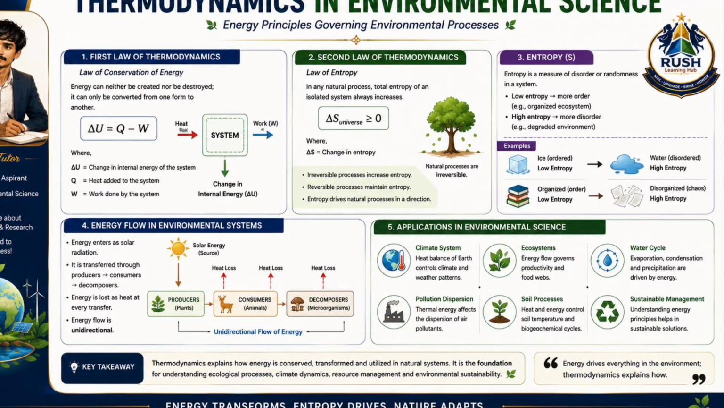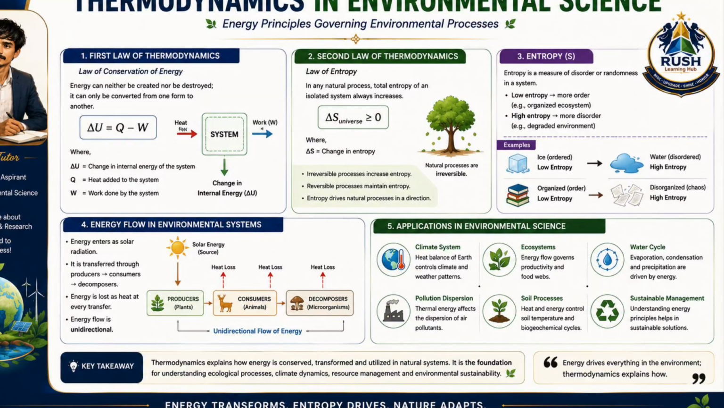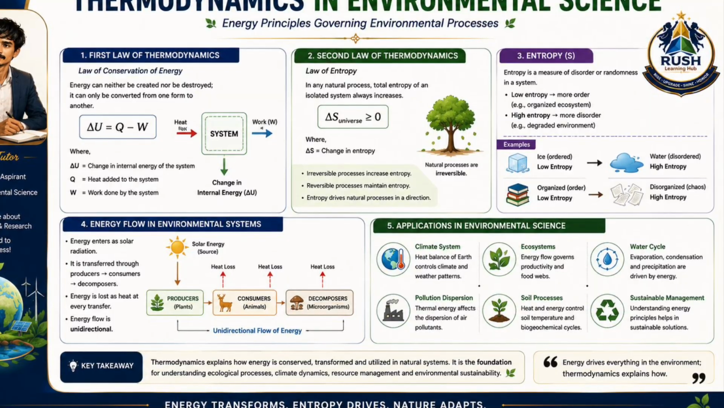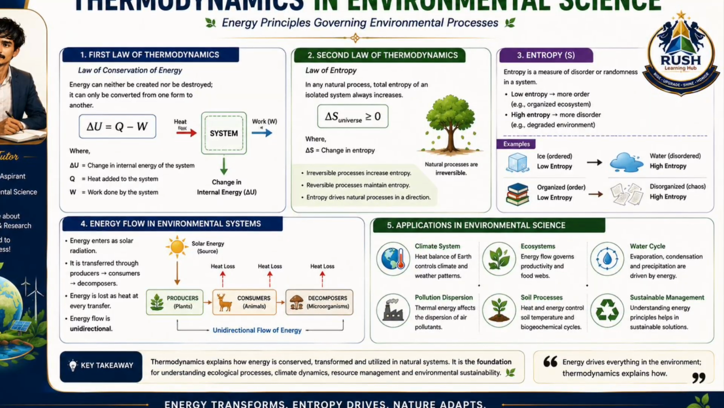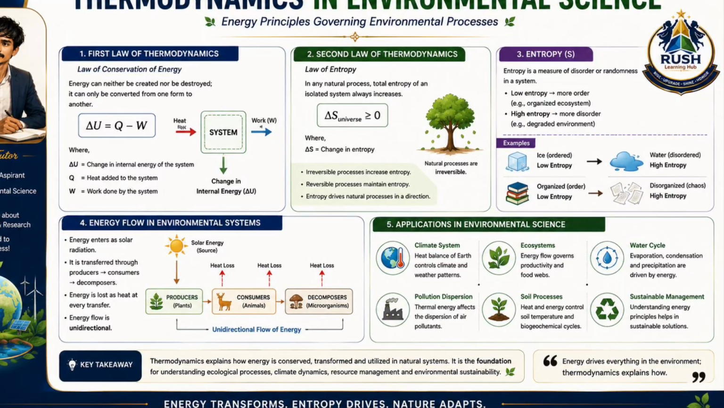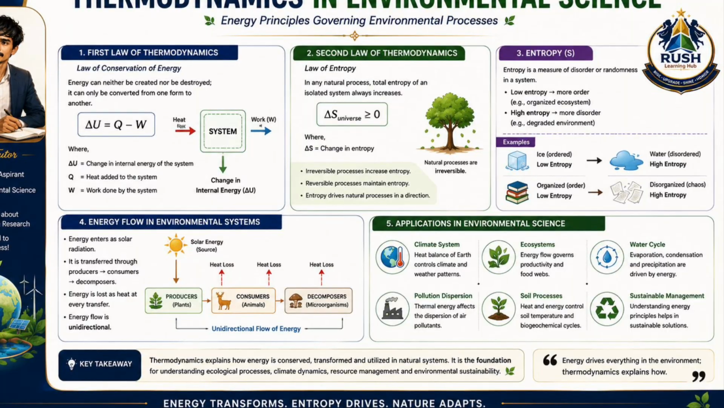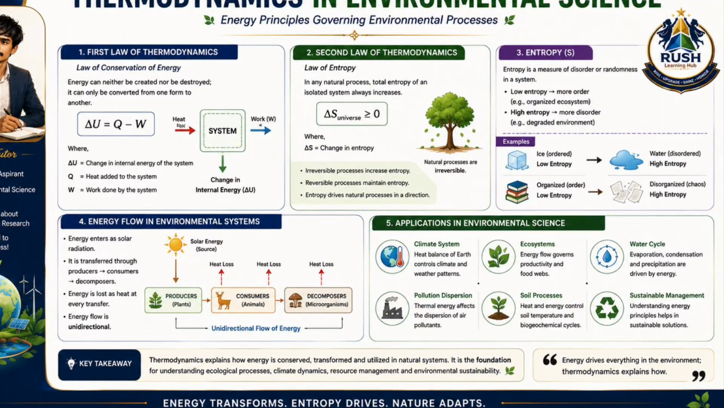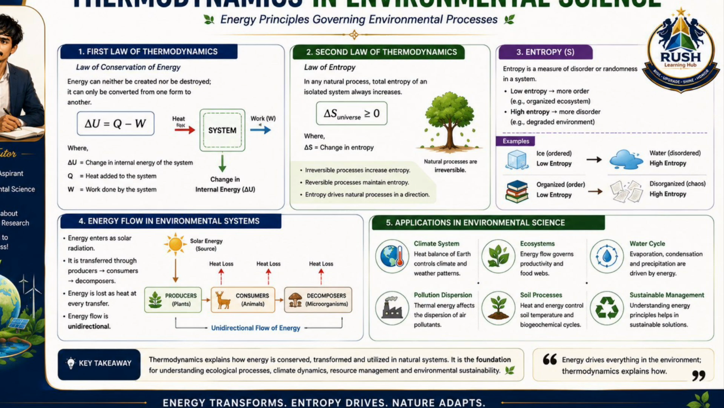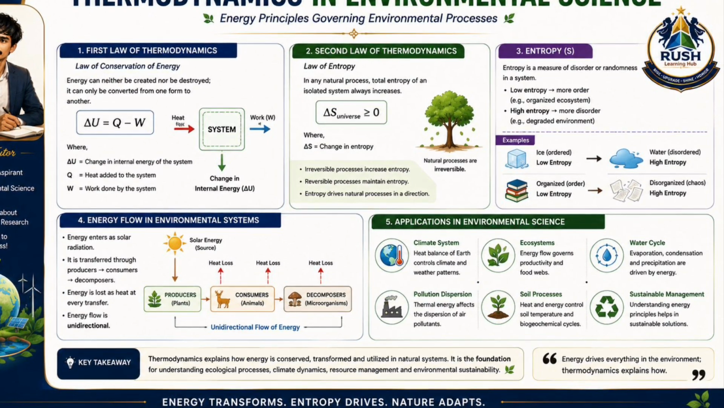Now let us discuss the second law of thermodynamics. The second law states that every natural process increases entropy. Entropy is a measure of disorder or randomness within a system. In simple terms, energy transformations are never 100% efficient. During every transfer, a portion of useful energy is lost as heat.